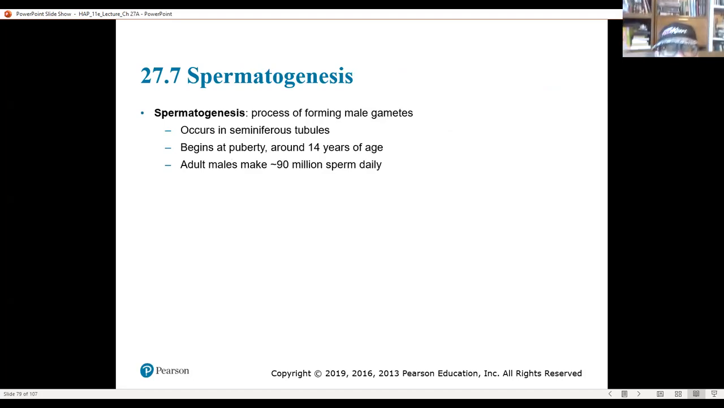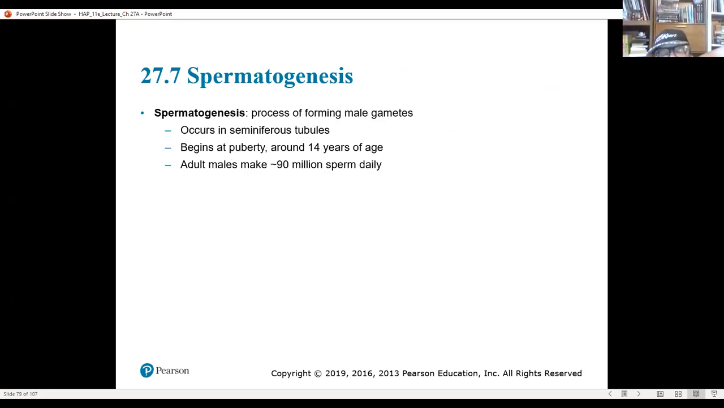So we're now going to talk about spermatogenesis. Genesis being the beginning, so this is the beginning of sperm. This is how we make sperm. The process of making eggs would be oogenesis. Spermatogenesis is how we make the male gametes.